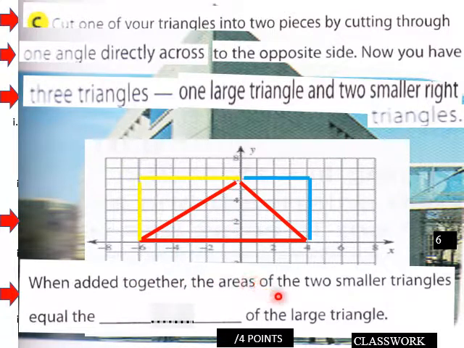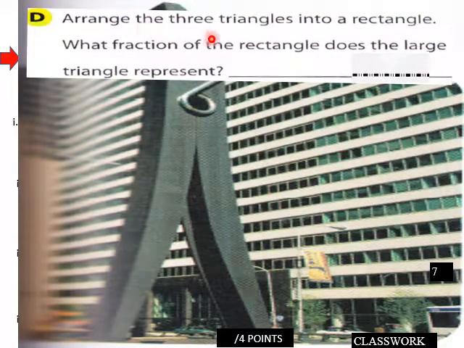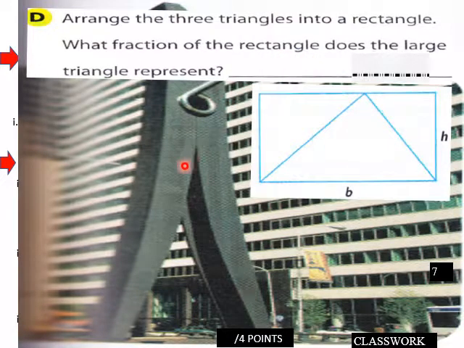When added together, the areas of the two smaller triangles equal the area of the larger triangle when you do that. Now arrange the three triangles into a rectangle. What fraction of the rectangle does the large triangle represent?